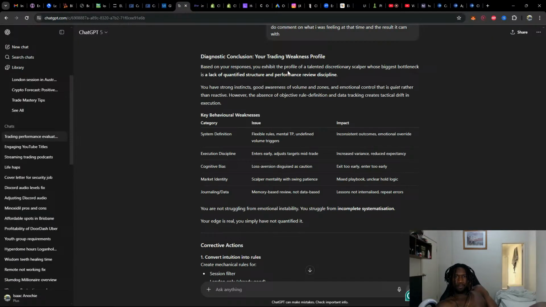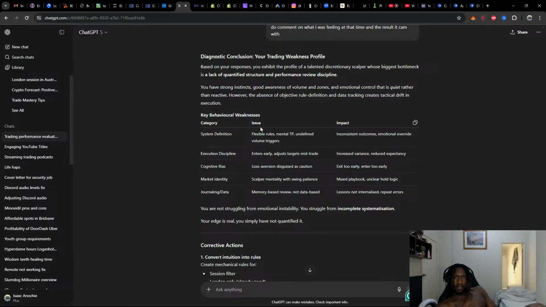What did it say? Based on your responses, you exhibit the profile of a talented discretionary scalper whose biggest bottleneck is a lack of quantified structure and performance review discipline. You have strong instincts, good awareness of volume and zones, and emotional control that is quiet rather than reactive. However, the absence of objective rule definitions and data tracking creates tactical drift in execution.